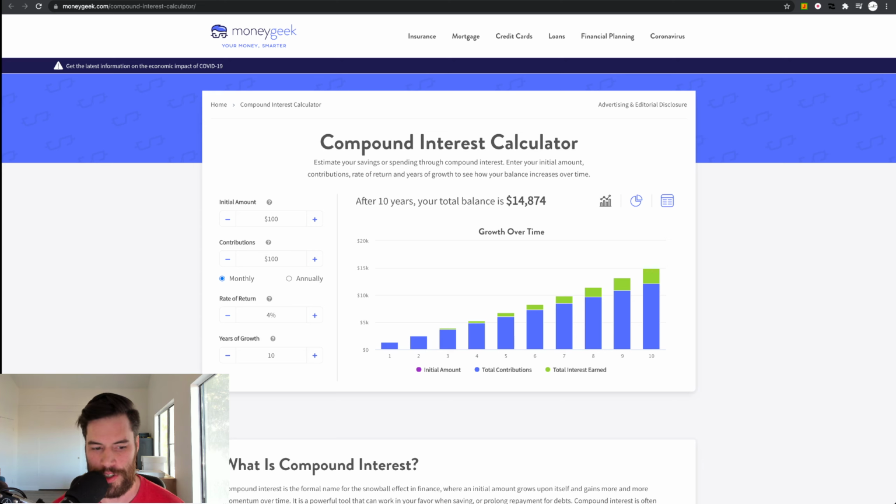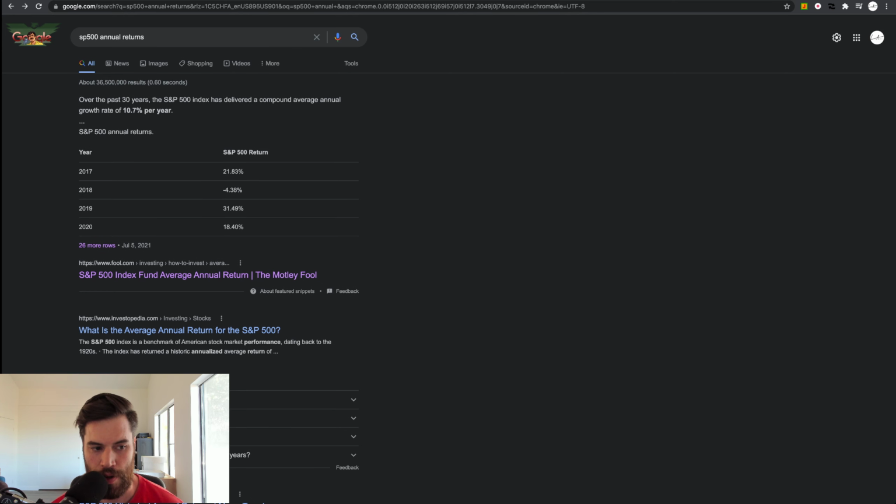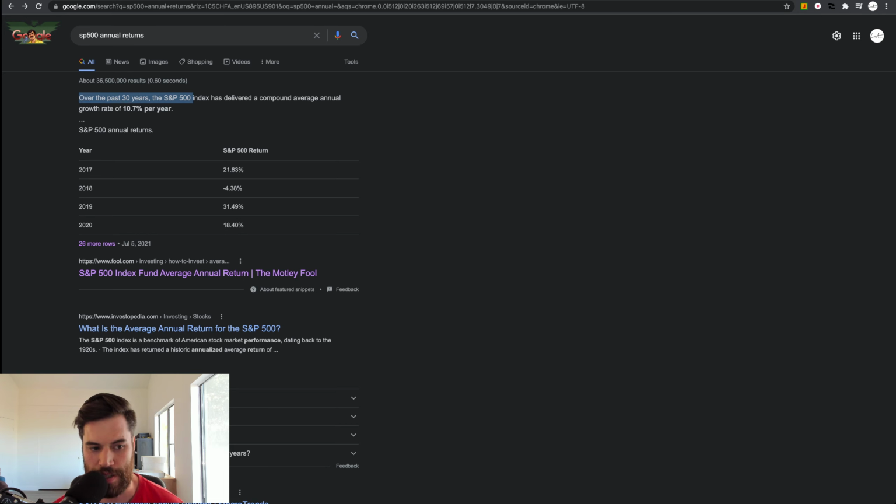All right, rate of return. That is the percentage per year that you're going to get on average. Now, if you go against the S&P 500, over the past 30 years, the S&P 500 has delivered a compound annual growth rate of 10.7%. That's the average over 30 years. So you can pretty much count on getting around 10%.